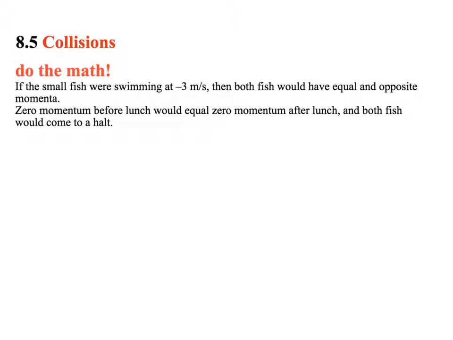If the small fish were swimming at -3 meters per second, then both fish would have equal and opposite momenta. 0 momentum before lunch would equal 0 momentum after lunch, and both fish would come to a halt.